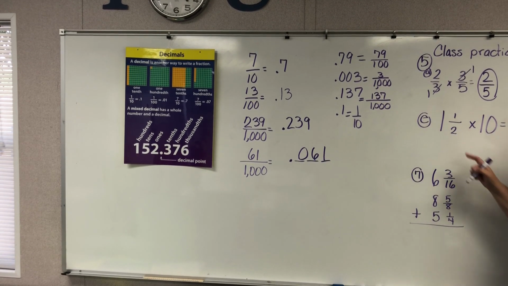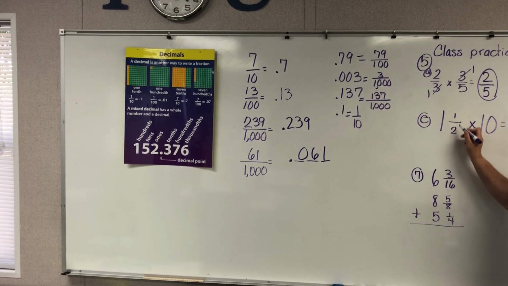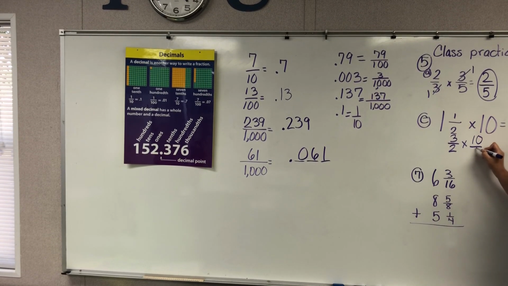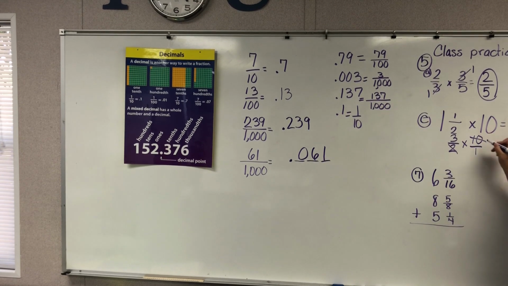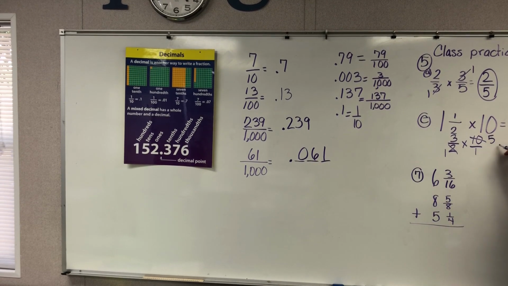How about letter E? 1 and 1/2 times 10. We can't multiply a mixed number. We need to change that mixed number to an improper fraction. 1 times 2 is 2, plus 1 is 3/2, multiplied by 10/1. Now we can cancel 2 and 10. We divide by 2, very good, and we get 1 and 5, very nice. Now we can multiply across. 3 times 5 equals 15, and 1 times 1 is 1. Remember, don't leave it. Make sure you change it to a whole number.